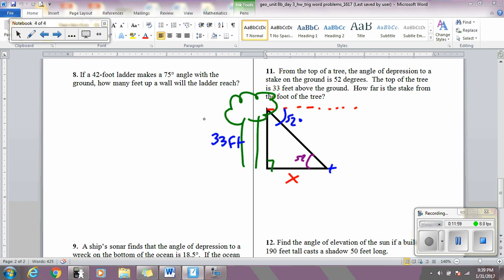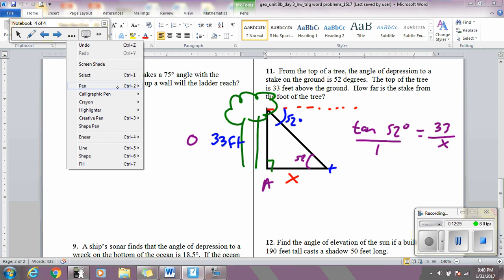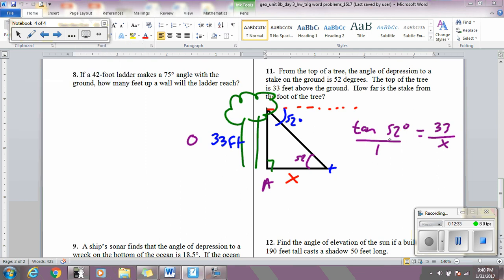So now that I know my angle of reference, based on it, 33 will be opposite and x is adjacent. So that means I'll use tangent. So tangent of 52 degrees is equal to opposite, which is 33, over adjacent, which is x. Now we put tangent of 52 over 1. Notice that x is on the bottom. So shortcut, simply switch. So you would have x equals 33 over tangent of 52.